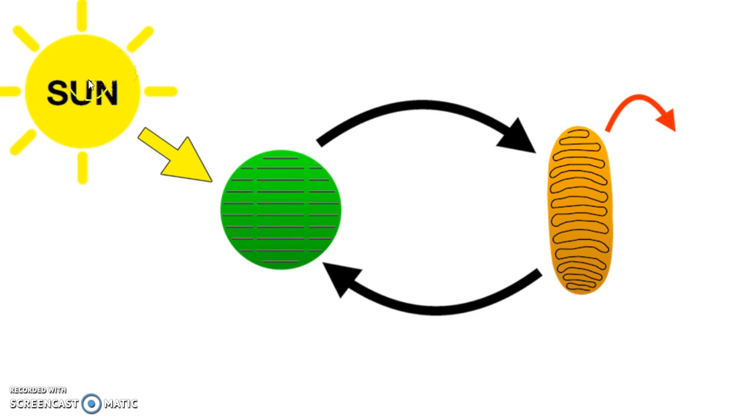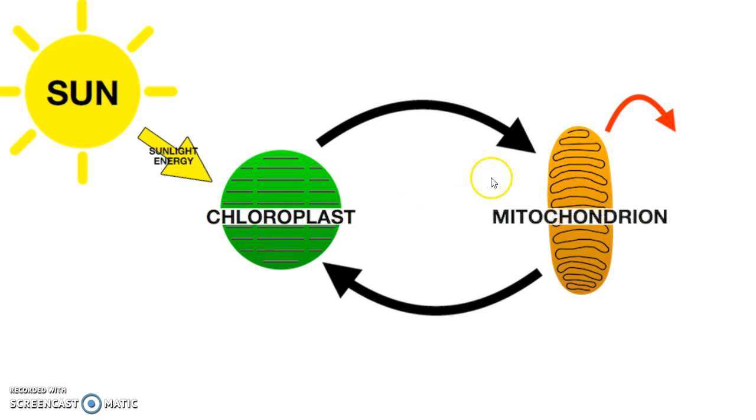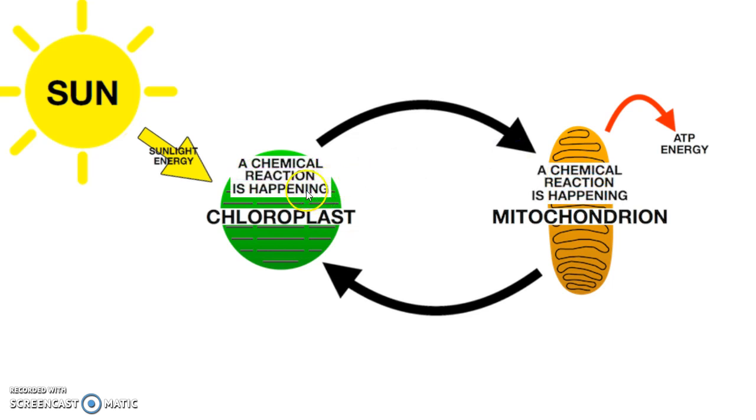To reveal what the yellow blob is, it is called the sun. The arrow representing what it's giving off to the green blob is sunlight energy, and the green blob is called a chloroplast, and the orange blob is called the mitochondria. And what the mitochondrion is giving off is ATP energy. The chloroplast is doing a chemical reaction and also the mitochondrion.